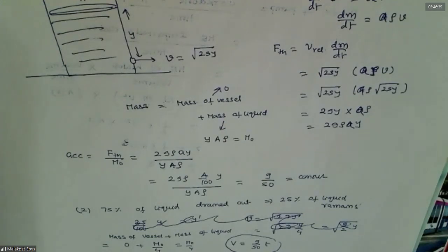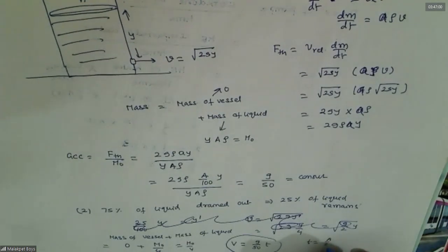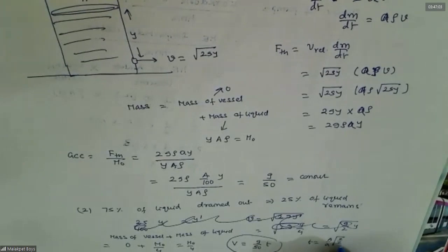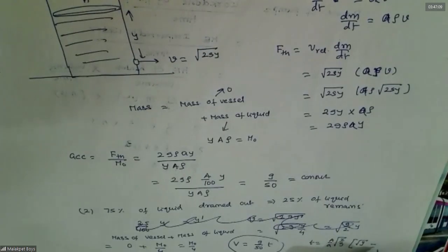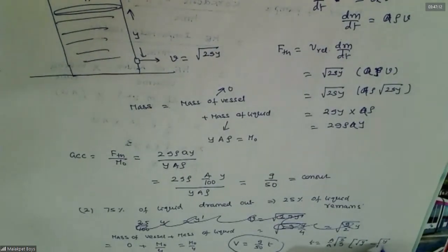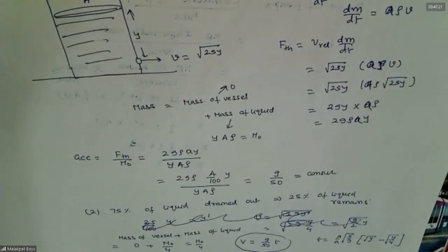Sir, can't we find time from the equation where we find the level of liquid is decreasing? That formula was there, no? From that we can find T and substitute, yes, no? Yes, you can get T. How much did you get T, tell? No, sir, I didn't do it. No, no, it'll be one equation. What is that? I forgot that. A by a, root y minus root y by 4, no? Substitute. Yes, this. Understood this? Yes, sir.